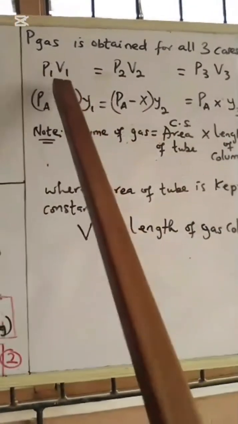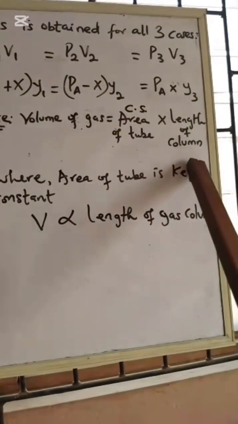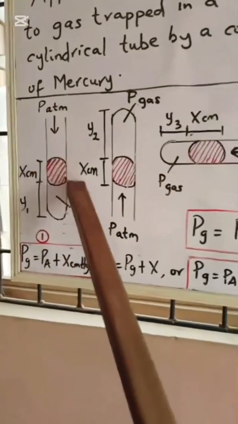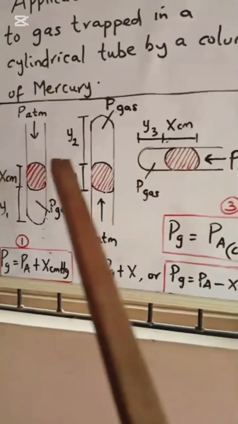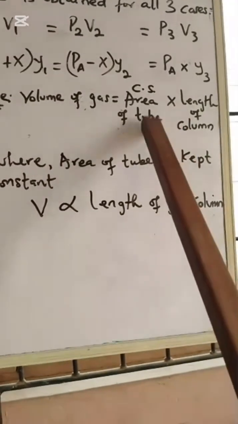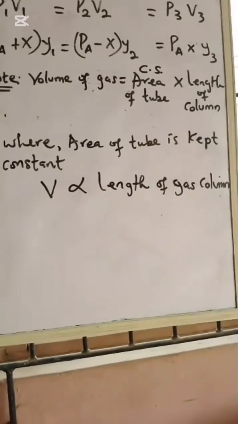So this volume is gotten from, remember, volume is area times length. If we look at the cross-sectional area of the tube, we take it that the cross-sectional area of the tube is constant. We assume that the same tube is used, so it has a uniform cross-sectional area. So it's just the length that varies with the volume of gas.